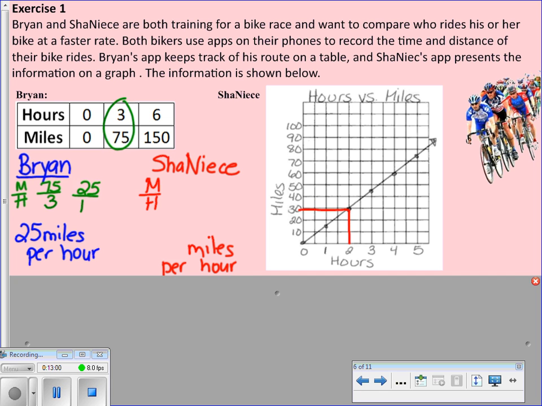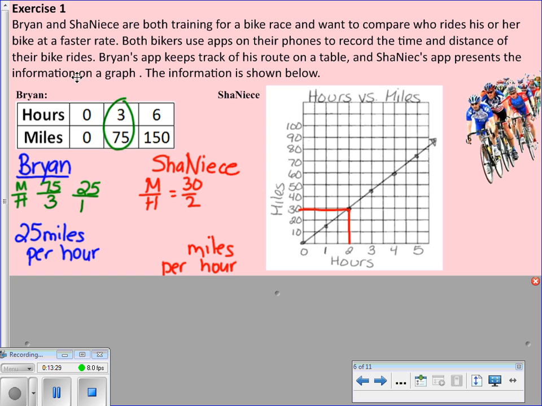Okay, so in 2 hours, she does 30 miles. So if you want to highlight this on your graph like I did on the board with red, so that when you go home and look at your notes, you can see where did she get that from? Well, that's where she got that from. Okay, so highlight that on your graph. If you don't have a highlighter, I'm sure the person next to you would be happy to share.